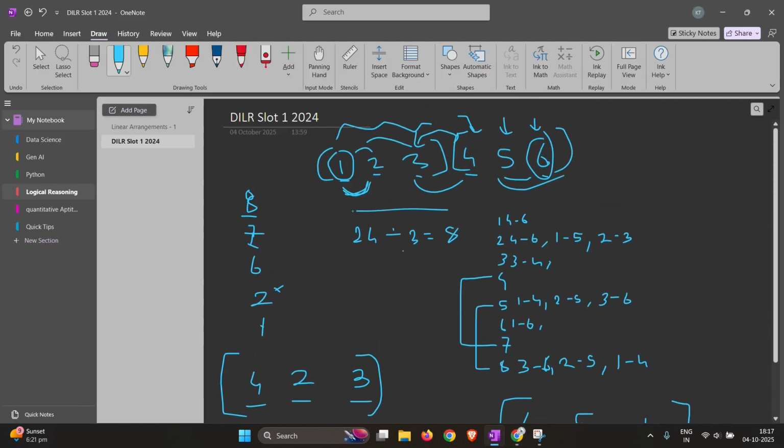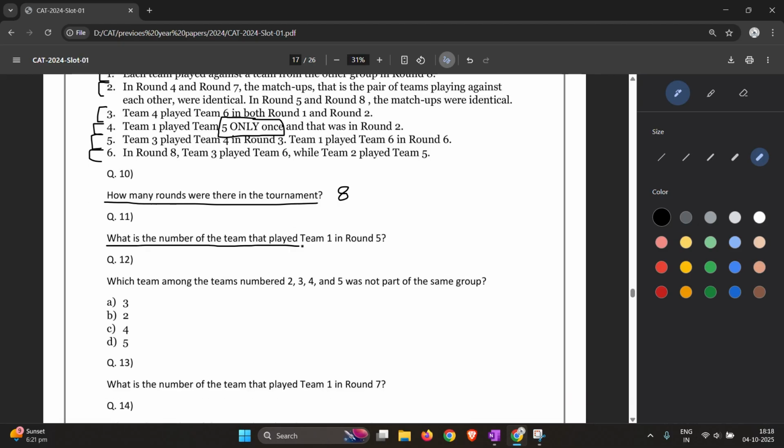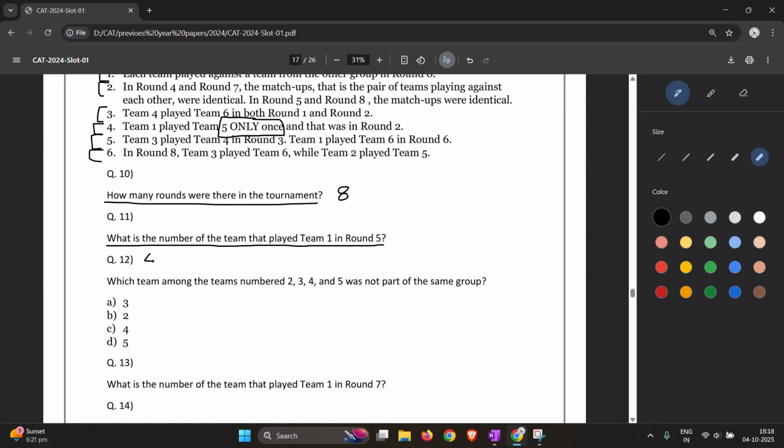Okay, so we did that in the start as well, but you might have calculated this when you reached over here, but that's okay. So there were 8 rounds total. How many? 8. What is the number of the team that played team 1 in round 5? So in round 5, team 1 played team 4. So we can just go ahead and write this down.